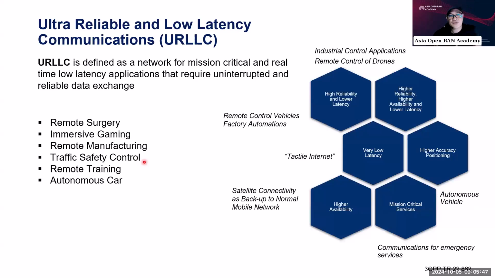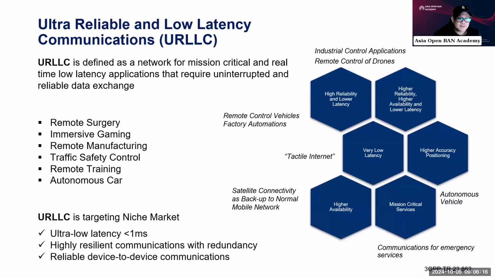Okay, so for the vehicle to everything. So kapag nag-brake ka, dapat instantly mag-send yun ng signal towards the other cars, for them to respond. Okay, so you have a more synchronous system, especially for autonomous car. Okay, so URLLC is targeting a niche market. So meaning it could be autonomous car, health or sa mga industry applications. Ultra low latency of less than 1 millisecond, highly resilient and reliable device-to-device communications. So those are the three use cases, no, ng 5G.